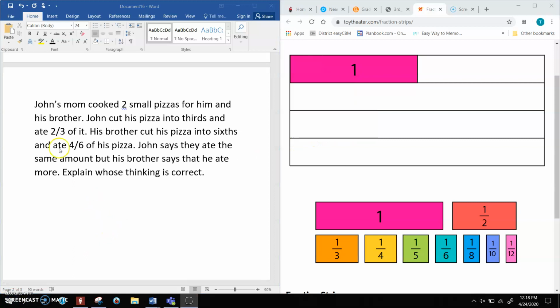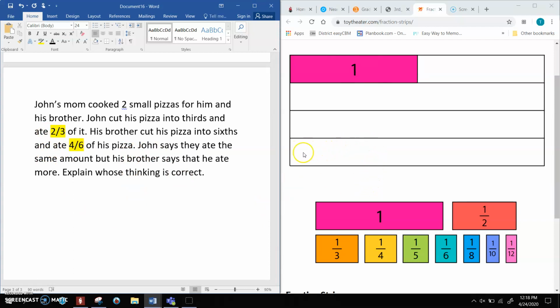Our next problem says John's mom cooked 2 small pizzas for him and his brother. John cut his pizza into thirds and ate 2/3 of it. His brother cut his pizza into 6 and ate 4/6 of it. John says they ate the same amount, but his brother says that he ate more. Explain whose thinking is correct. So the fractions that we're dealing with, we have 2/3, I'm going to highlight that, and we have 4/6. So I can see that we have different numerators, that top number. We also have different denominators. So I'm going to make a model to show this.